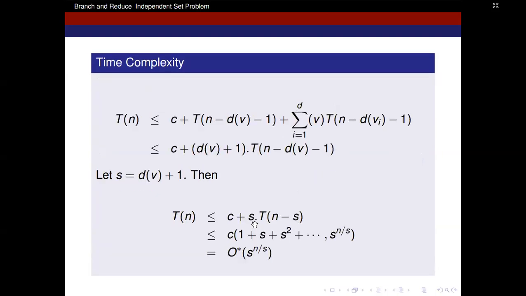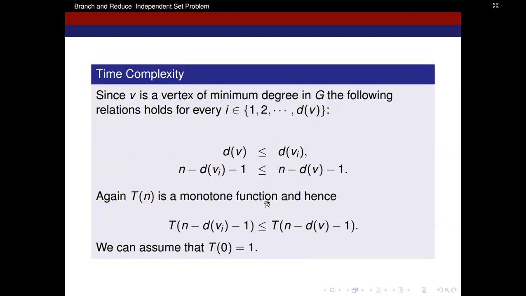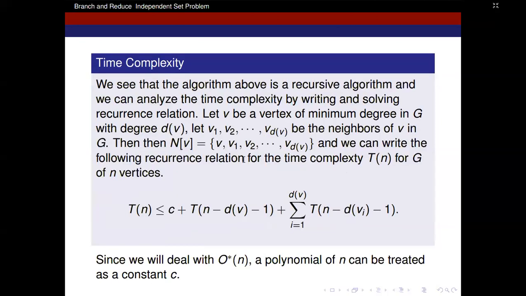Sir, I think since we are also excluding the vertex of minimum degree, the minus 1 comes from that. Yes, exactly. That is why, because N of V contains its neighbors and itself. So dv and itself. That is why it comes. You are right. Okay. Is it clear? Yes, sir.